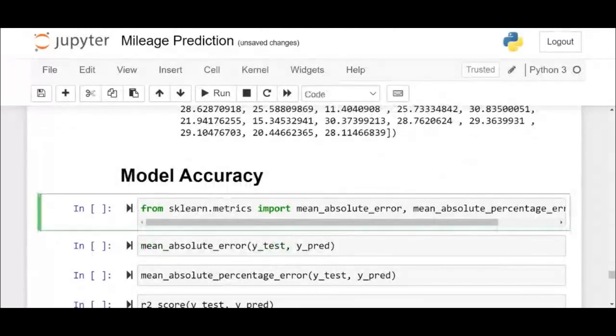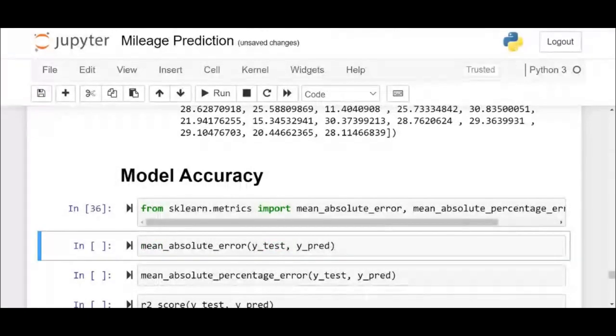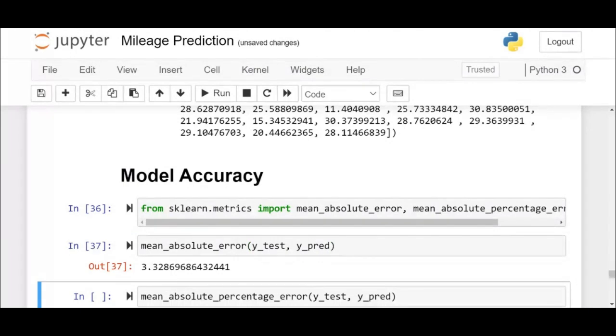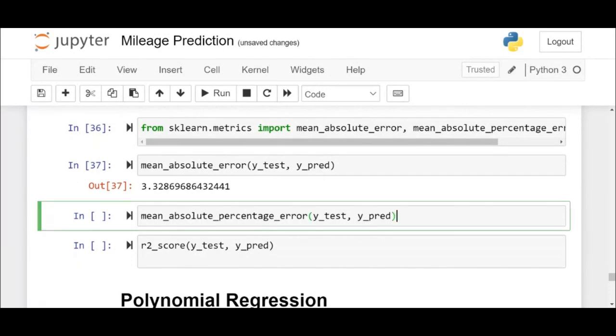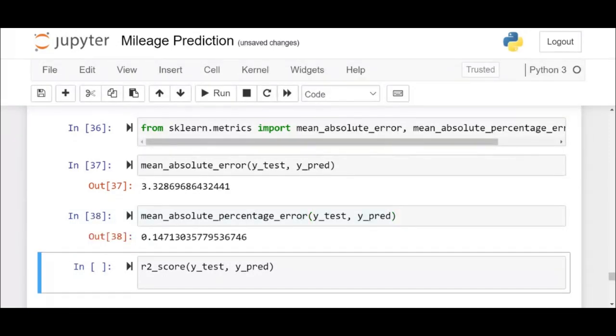In this case, the accuracy we are going to find using the mean absolute error and mean absolute percentage error. So what is the mean absolute error? The mean absolute error is 3.32. This is the mileage, miles per gallon. So we are able to predict the mileage of the vehicle in our test sample with plus or minus 3.32 miles per gallon. And what is the absolute percentage error? It is around 14%.